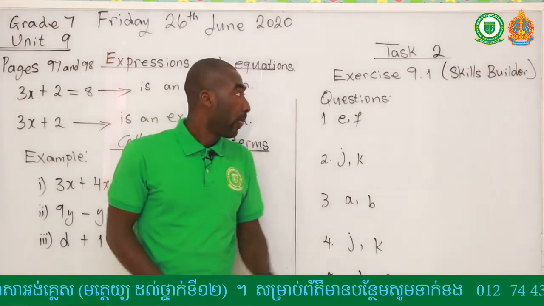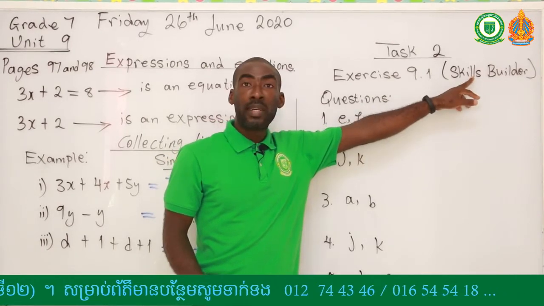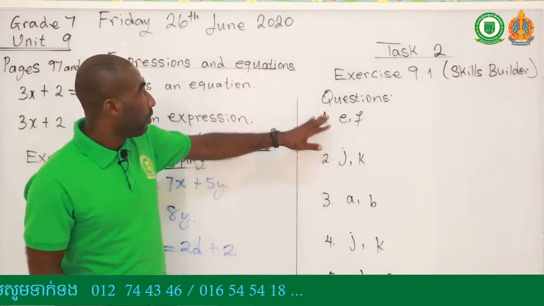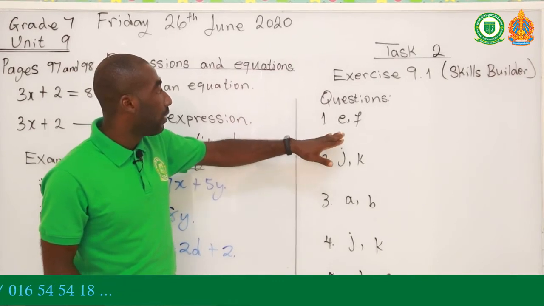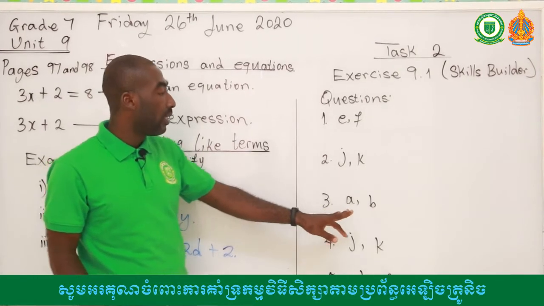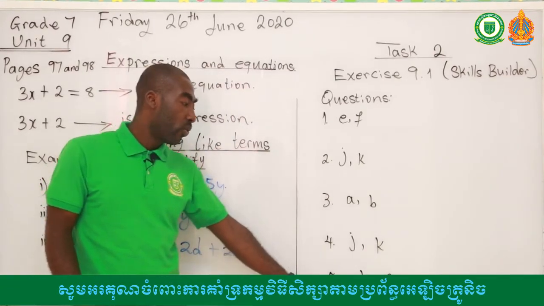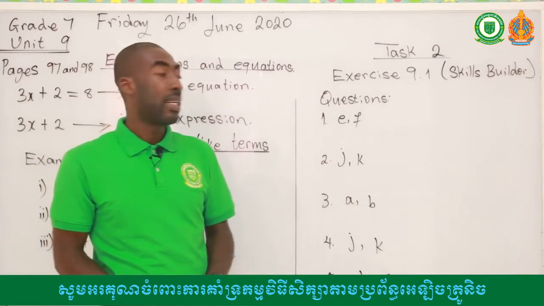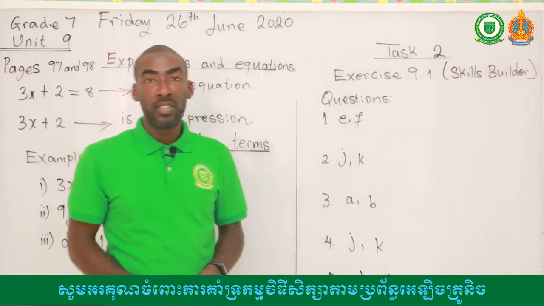We'll go to task 2. Task 2, we are picking our exercise from 9.1 at the skills builder section. So you go to the skill builder section and then you find these questions. Okay, so question 1, we are doing only E and F. 2, we are doing J and K. Then 3, we are doing A and B. 4, we are doing J and K. And 5, we are doing D and F. Okay, so note the questions very well so that you don't do any wrong questions for me. Thank you. I'll see you in our third video.